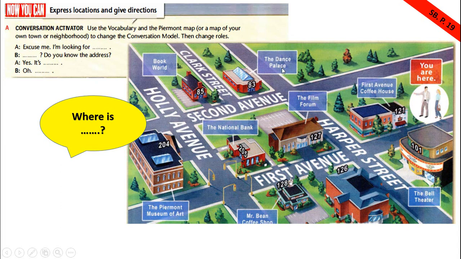And you can see here we have the Dance Palace, Book World, the National Bank, the Museum, and the Theater. So I want you to practice and be careful. Here we have 2nd Avenue, Holly Avenue, 1st Avenue, and Harbour Street. I can use the vocabulary in order to practice the dialogue. I will ask you to practice this part at home. You can make questions and statements. It will be a good practice for you.